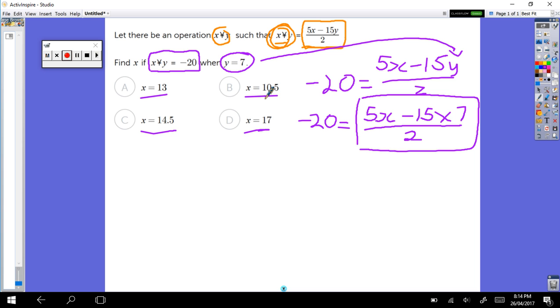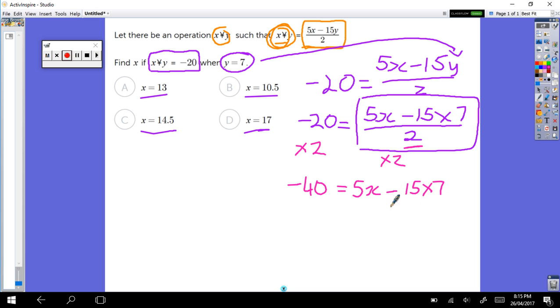But if you want to do it the algebraic way, which is the safer way, you need to solve. The first thing we need to get rid of is this 2, because the last thing you've done to this side is 5 lots of x minus 15 lots of 7, and you've divided the whole lot by 2. So we need to times both sides by 2. That's our first step. So minus 40 equals 5x minus 15 times 7. I'm just going to leave it as 15 times 7 because I don't have my calculator on me at the moment.